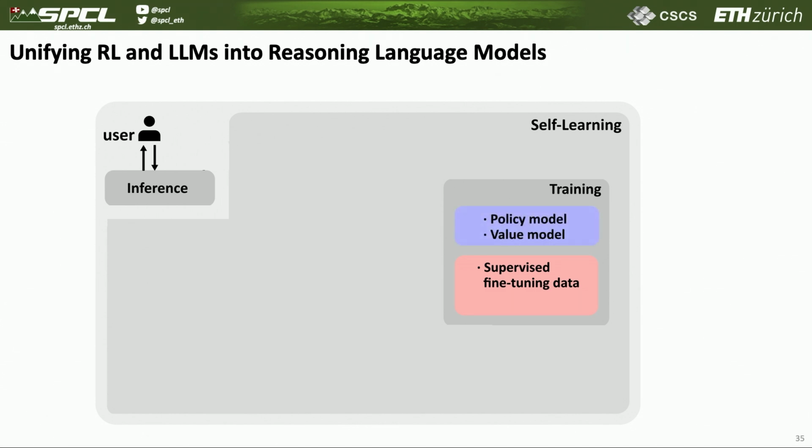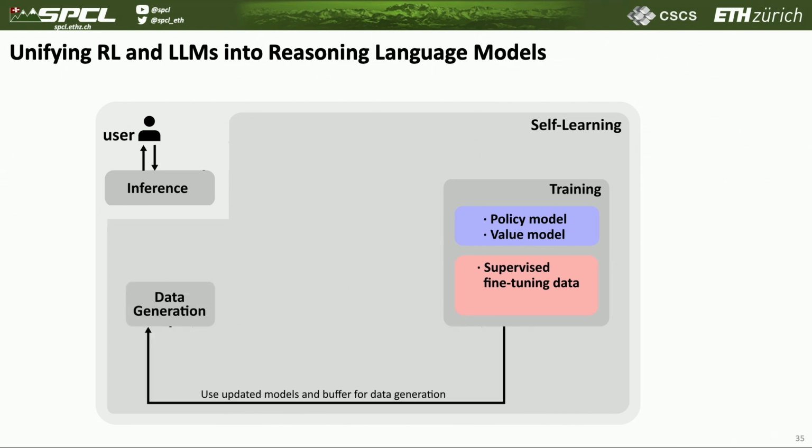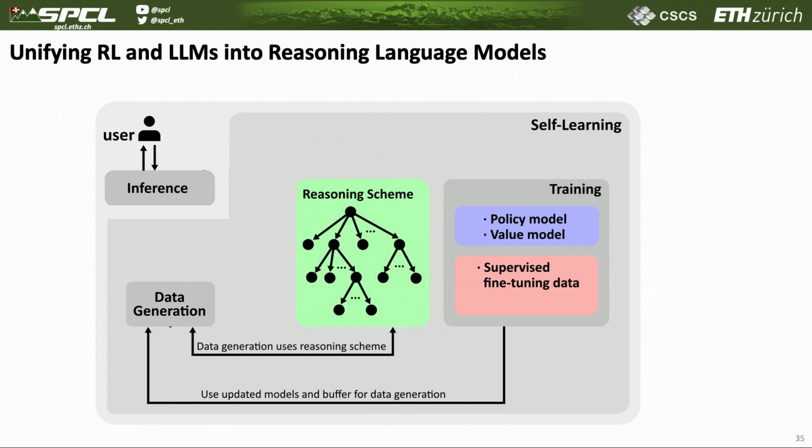So we need to kind of bootstrap these models. That's what pretty much all of these designs are using. And then we are using this training to update, to basically generate data. So this is where we are kind of beginning with our rollouts, with building the MCTS tree. So this data generation is using the reasoning scheme as the central part of the blueprint.